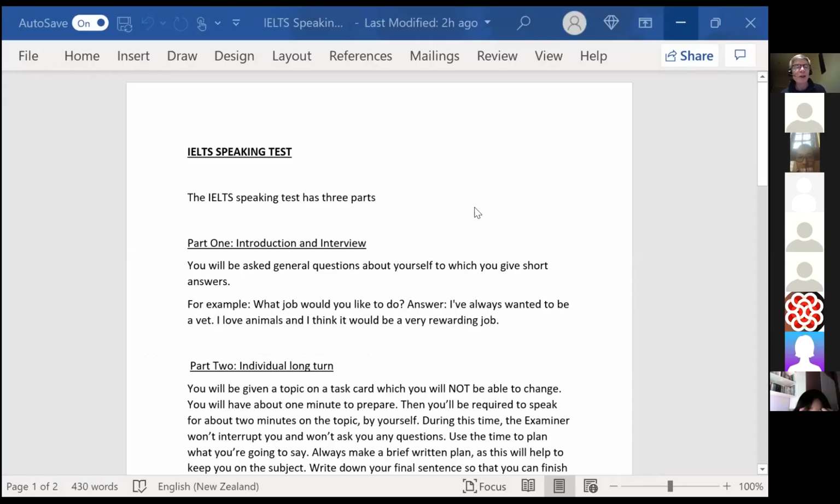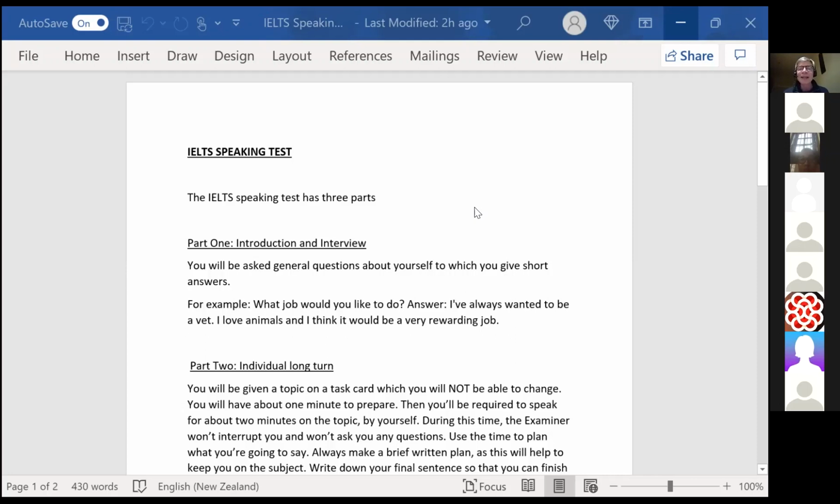Okay, everybody. So what we're going to do now is just look at the elements of the IELTS speaking test. Some of you might know this already, but just in case anyone doesn't, or you need your memory refreshed, I'm going to quickly run through the IELTS speaking test because this forms the basis of all the speaking lessons that I'm going to be giving you during this course. So this is just a reminder of how the IELTS speaking test works.